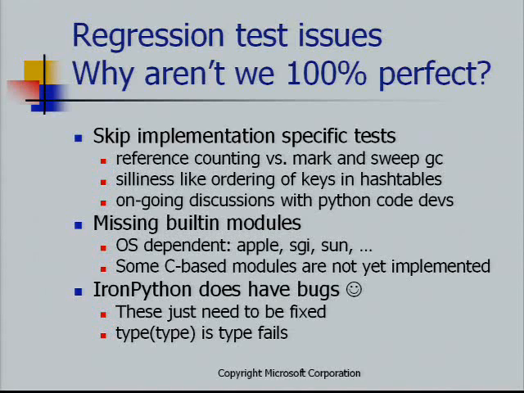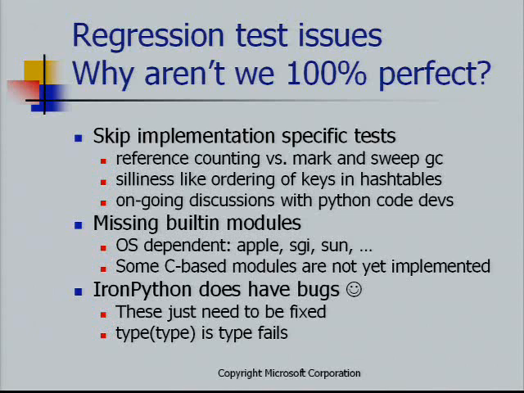IronPython also does have bugs. By the way, whenever you're talking about how compatible you are with something, we try to be 100% compatible. Most of the time, if we aren't compatible, it's a bug. And we do have bugs, and it's not part of our evil plan to destroy Python, but it's that we haven't gotten around to fixing the bugs.